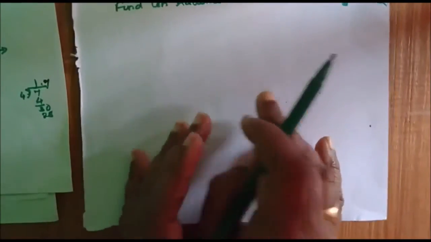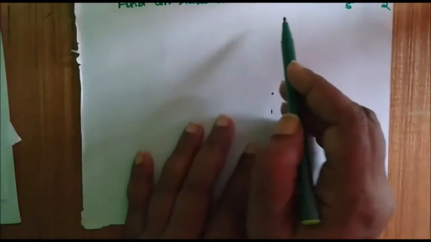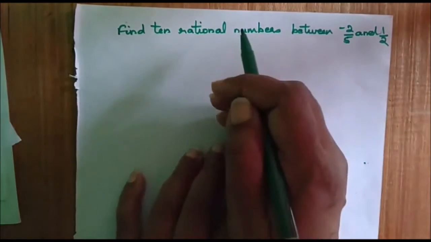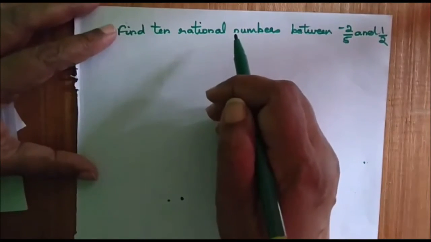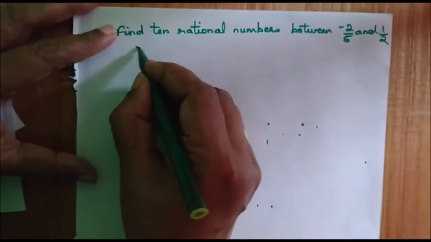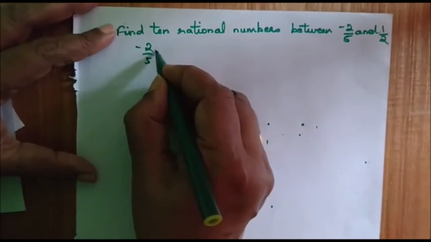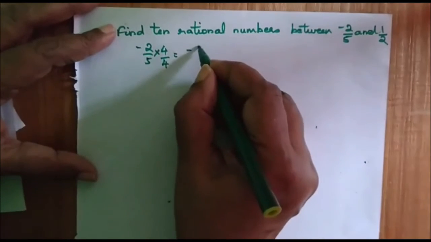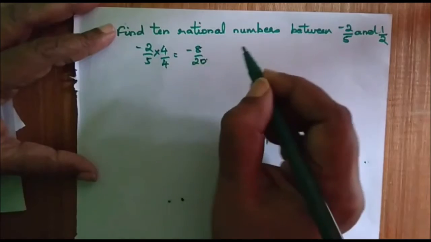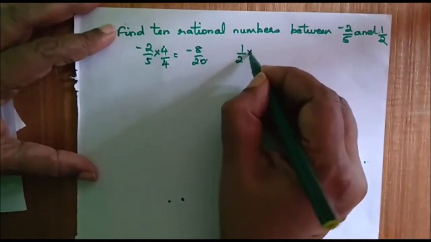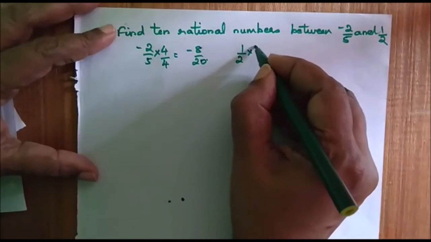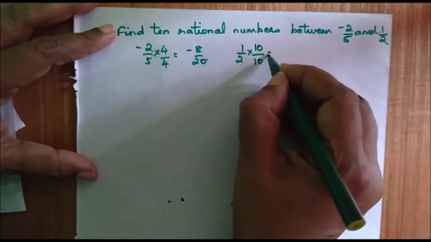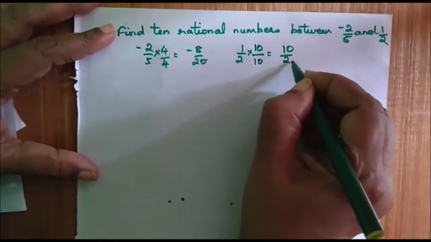Okay, now we are asked to find 10 rational numbers between minus 2 by 5 and 1 by 2. Okay, so how do we find numbers between rational numbers? Minus 2 by 5, I will multiply it by 4 in the denominator and the numerator. I'll get minus 8 by 20. Similarly, I will take 1 by 2 and bring it to the same denominator, that is 20. So if I multiply it by 10 on both sides, I get 10 by 20.